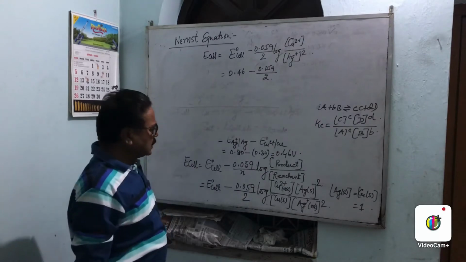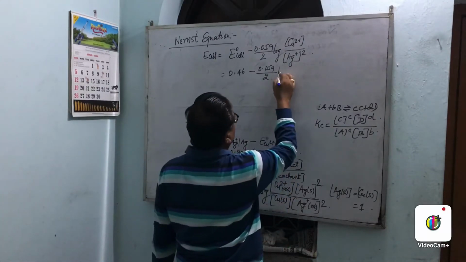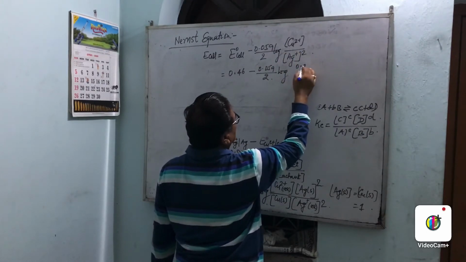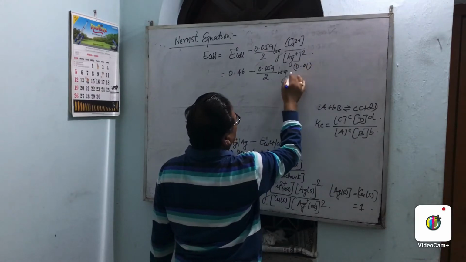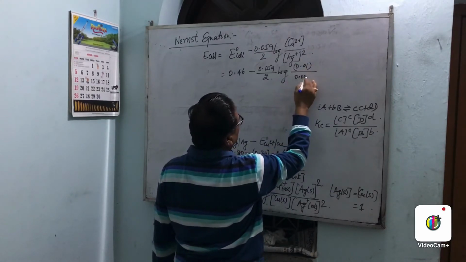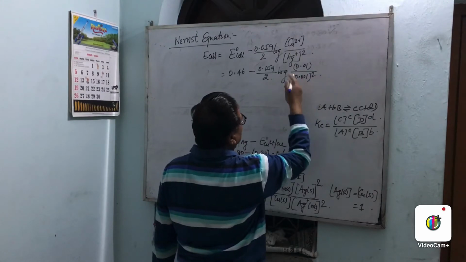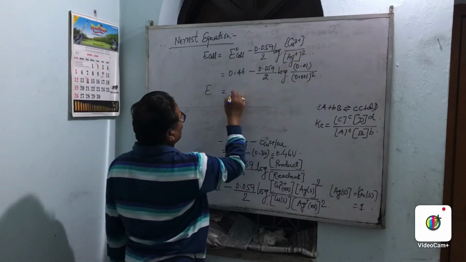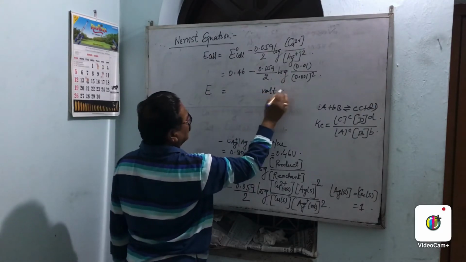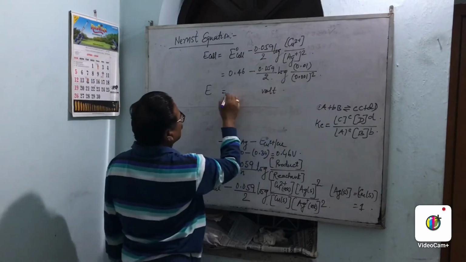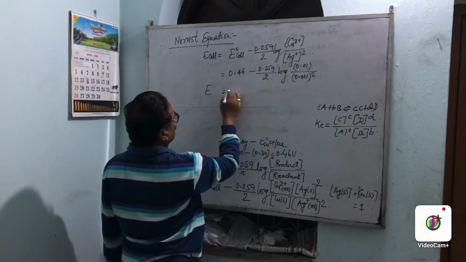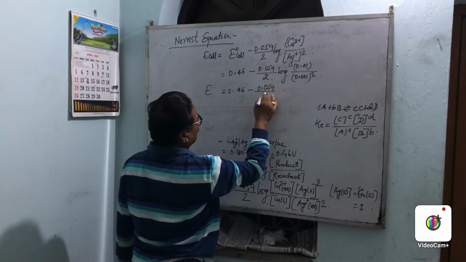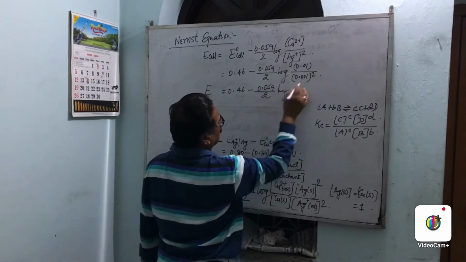What was the concentration? Let me erase it completely. If it is probably 0.01, but you are given 0.1, and if it is given 0.001, then it will be squared. So you will solve it, taking the log, and the unit is E volt. So it can be easily solved, or this is equal to 0.46 minus 0.059 by 2 log, whatever be the value.